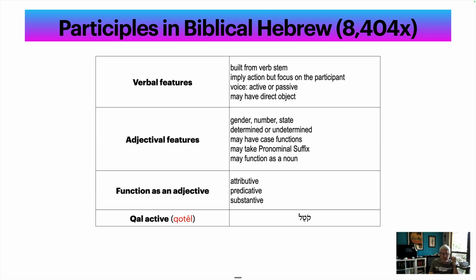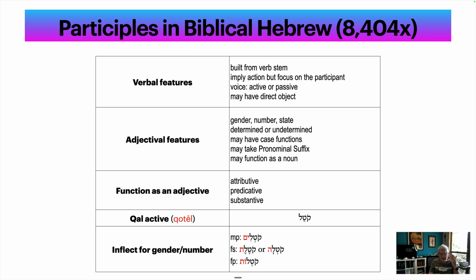And so the simple active form is going to be kotel, using our standard Hebrew demo verb, katal. So it becomes kotel, and they will be inflected for both gender and number. So kotel would be masculine singular, kotlim masculine plural, and so on.